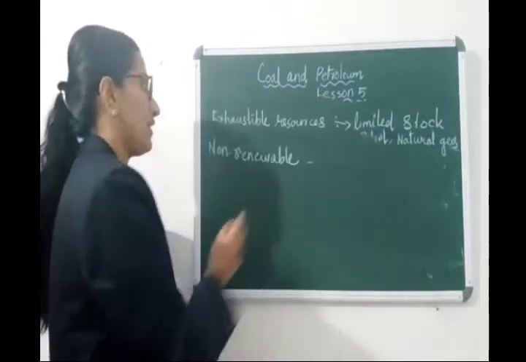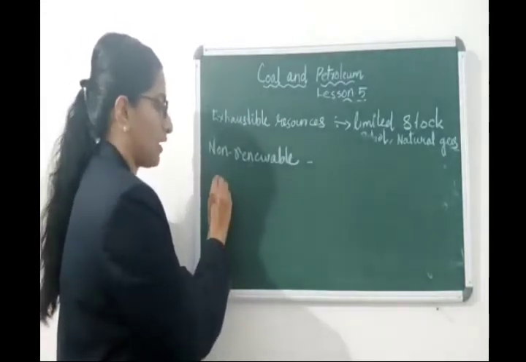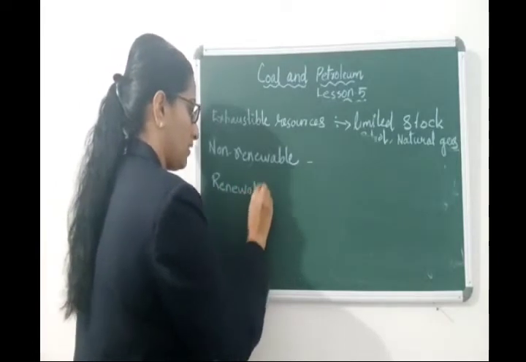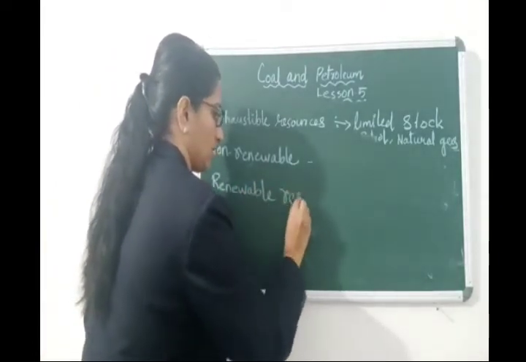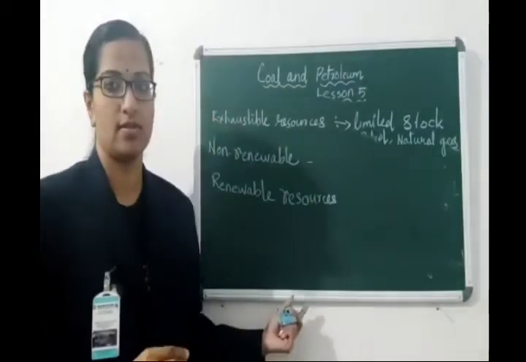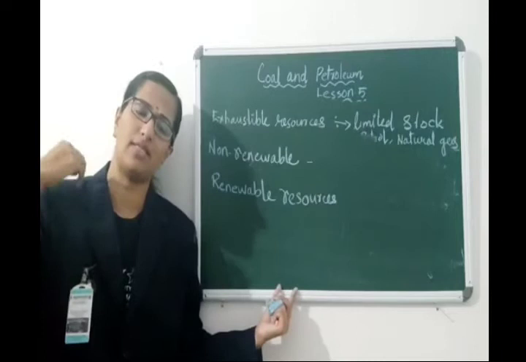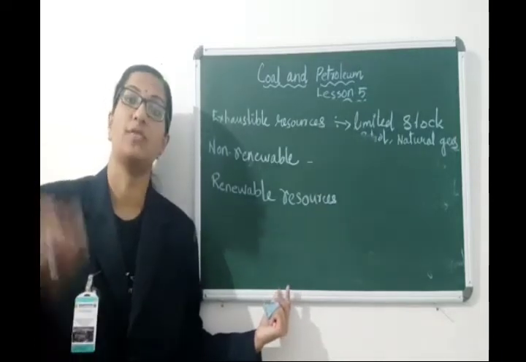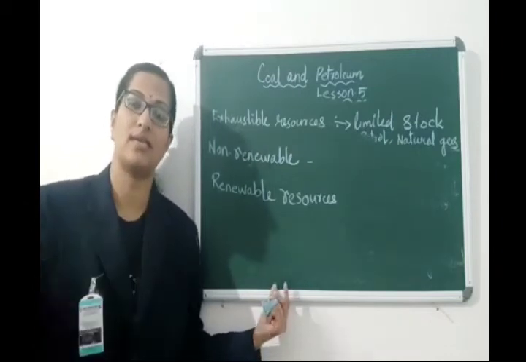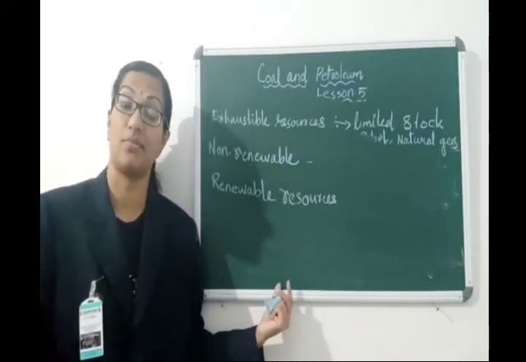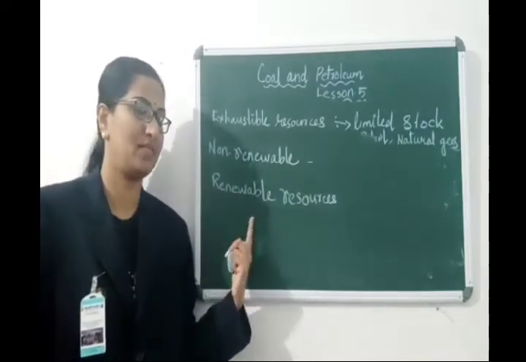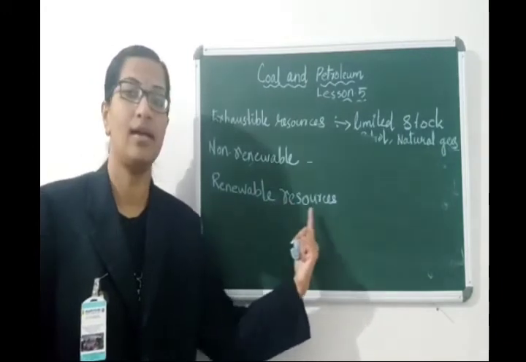And inexhaustible resources are known as renewable resources. If you use sunlight, the sunlight is not getting over. You can use as much as whatever is possible. As much as you want, you can use, because it is not limited. It is unlimited. So they are known as renewable resources.